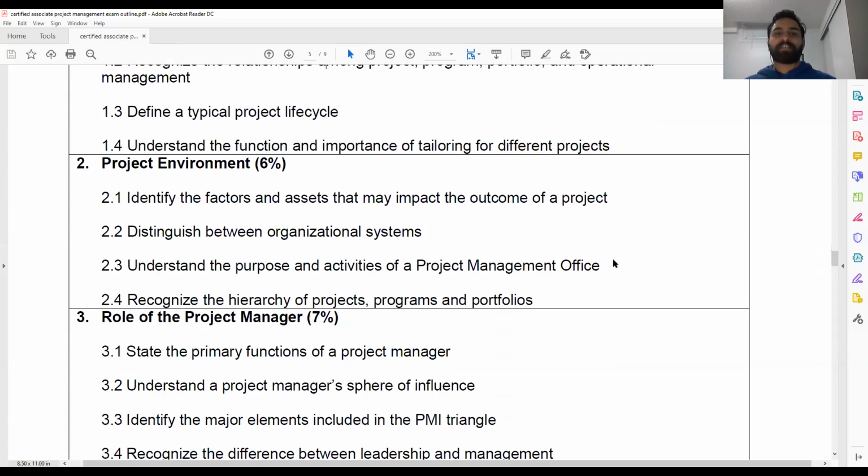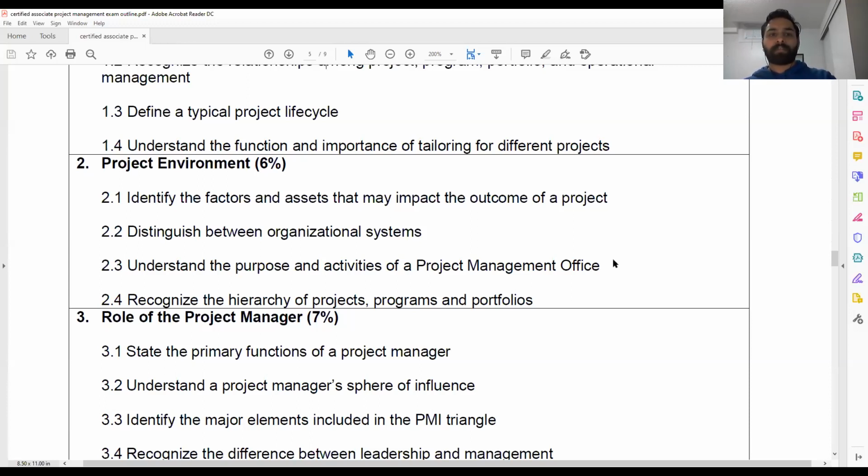The process assets are what you get from the previous experiences of the company, and the environmental factors are what surrounds the project, what can affect it, what are the risks. This is the point of initiation, where you will see how far we can go and what we can expect from the project and what the problems are.